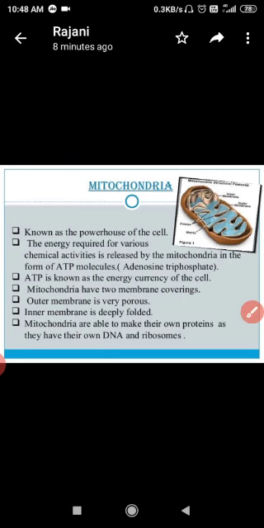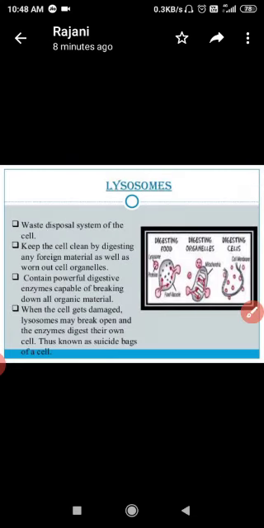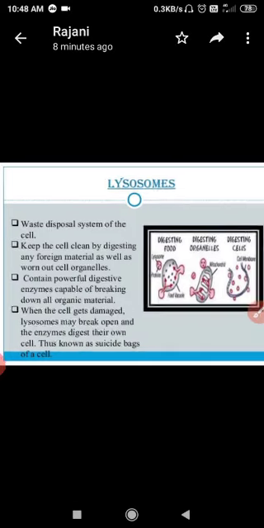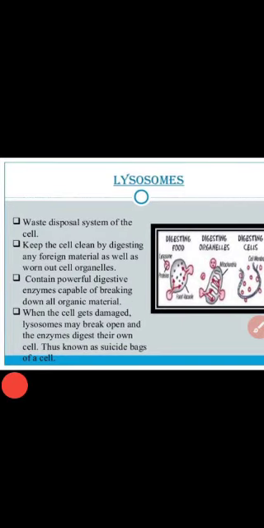So now let's move to the next cell organelle, that is lysosome. It is very easy and very simple. What is lysosome? Waste disposal system of the cell. Lysosome is called the waste disposal system of the cell. The second point is that it keeps the cell clean by digesting any foreign material as well as worn out cell organelles.